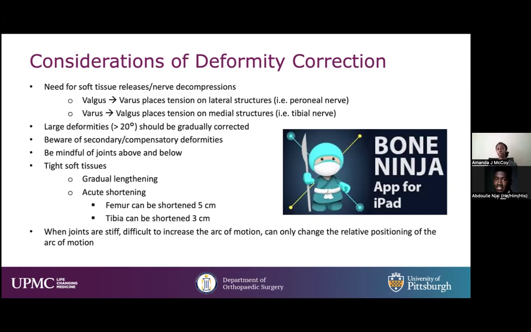In terms of principles, the femur can be shortened by about 5 centimeters, and the tibia can be shortened by about 3 centimeters. The reason is that you need to maintain muscle tension in order for the muscles to be strong. If you under-tension the muscles, aka shorten the bone too much, then the muscles are weak. And when joints are very stiff, maybe like a 20 or 30-degree arc of motion, oftentimes, no matter what you do in terms of contracture releases, you cannot change that.